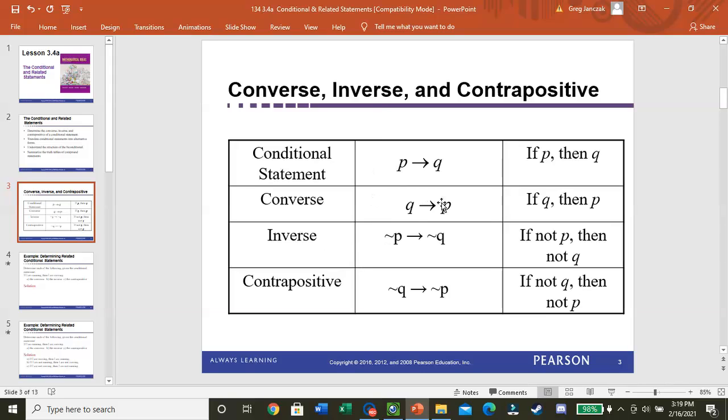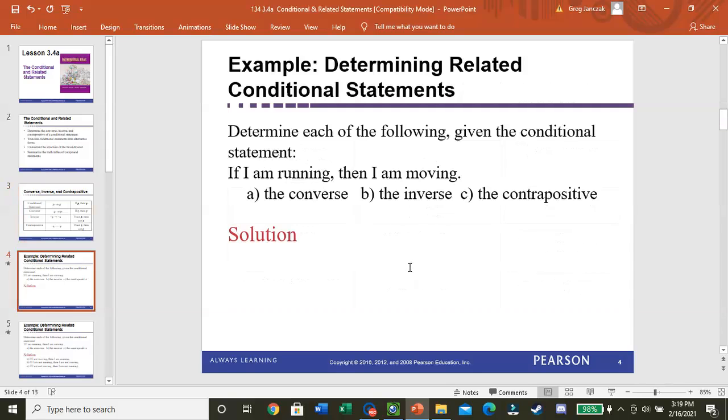So the converse, the if Q then P, is where the consequent is first and the antecedent is second, whereas in the conditional statement the antecedent is first and then the consequent is second. All right, so let's take a look.